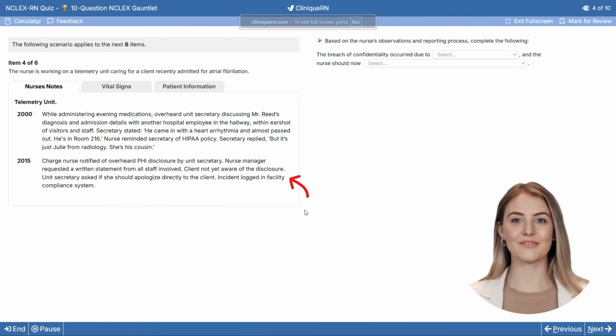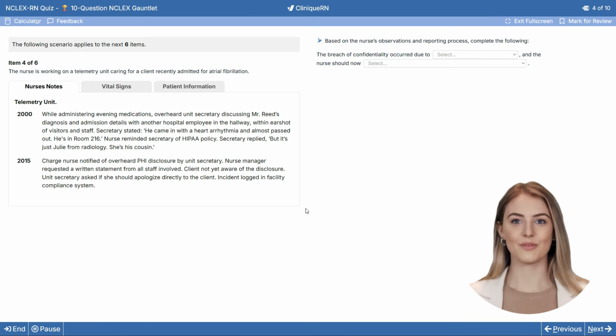Question 4. So you did everything right. You overheard a privacy breach, reported it to your charge nurse, and now management is stepping in. The nurse manager is requesting written statements from everyone involved, and the secretary is asking if she should apologize to the client directly. The incident's already logged in the compliance system, and the client hasn't been told yet. What happens next? Let's figure it out together.